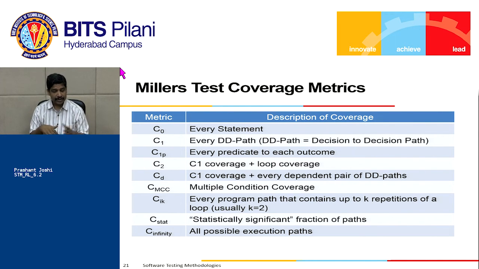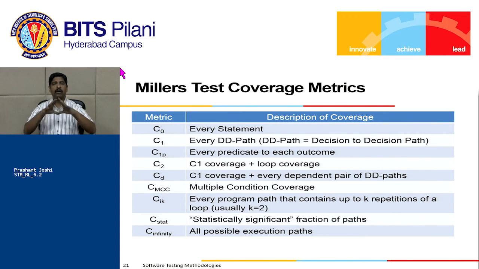CIK, which is every program path that contains up to k repetitions of a loop. K repetitions of a loop. CSTAT, statistically significant fraction of paths. In those many paths, some are statistically significant. C infinity, all possible execution paths.